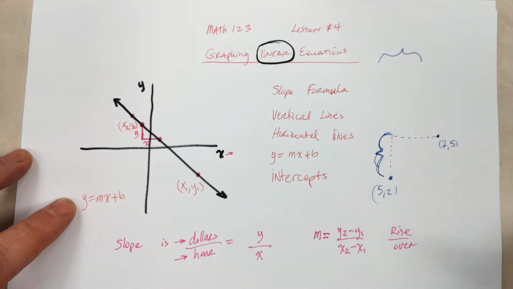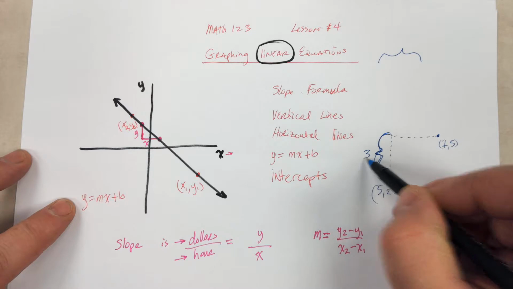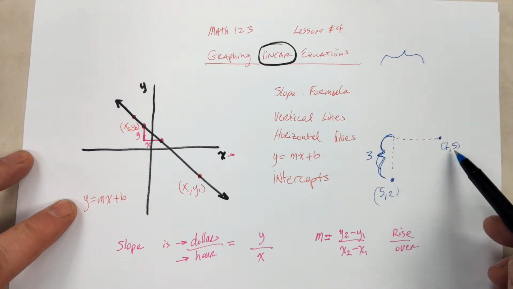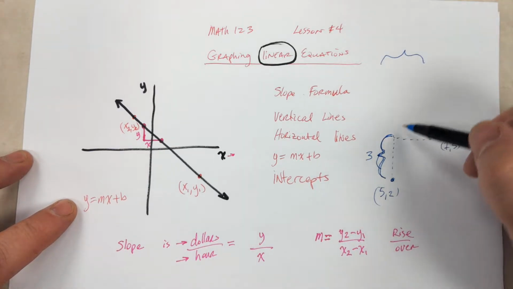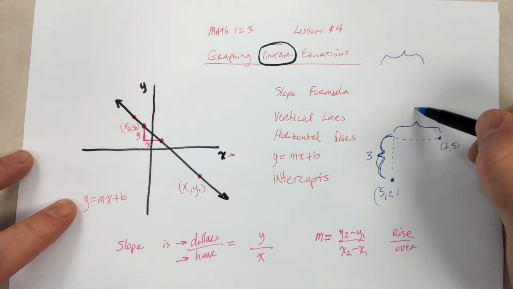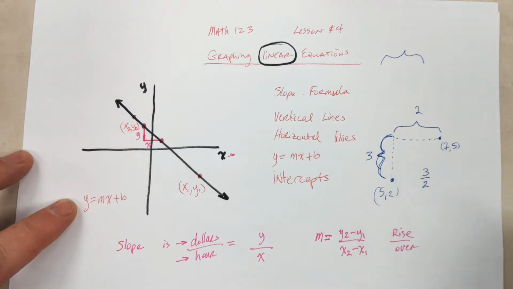So the rise would be... from 2 to 5 is 3. Yeah, because the y is the rise. Y goes up and down, so that would be 3, and then here from 5 to 7 is 2. So the slope here would be 3 over 2.